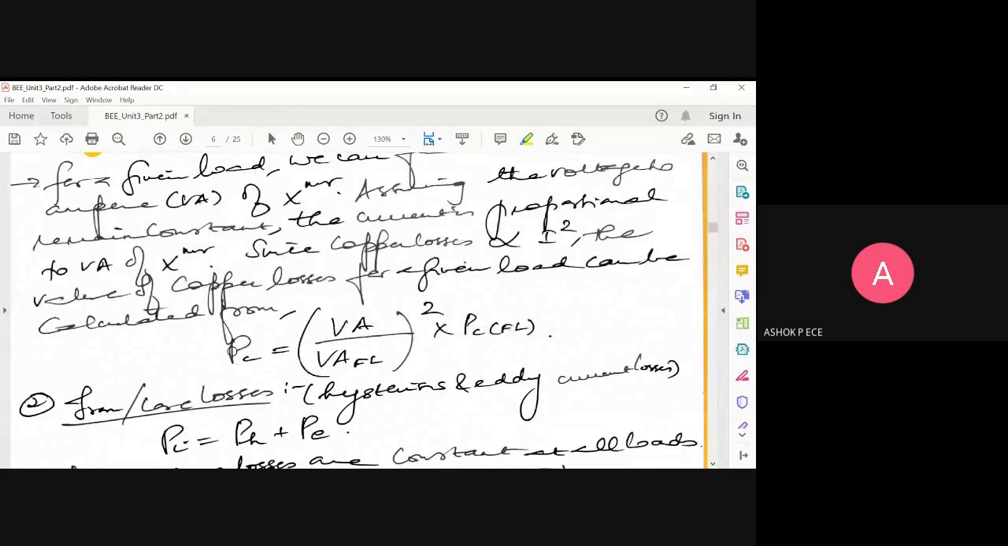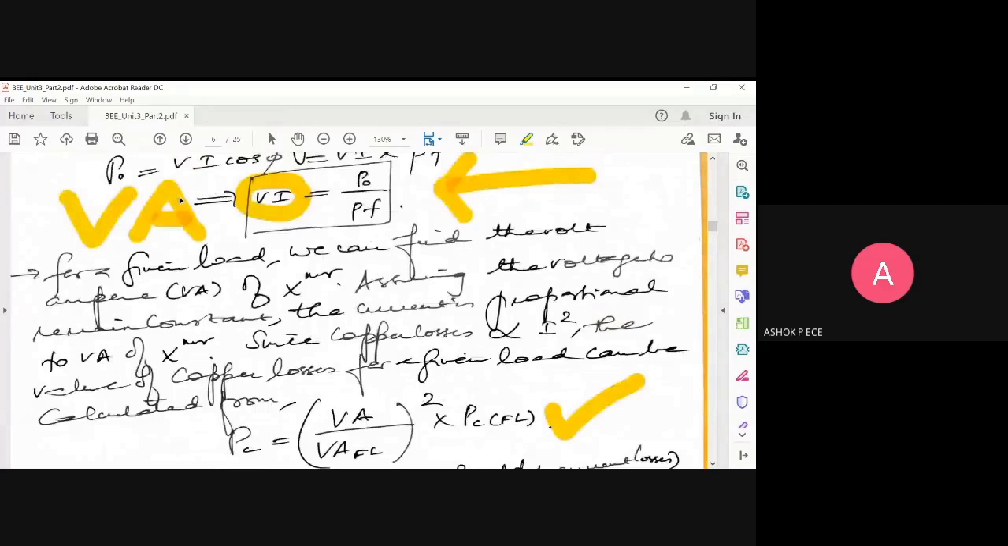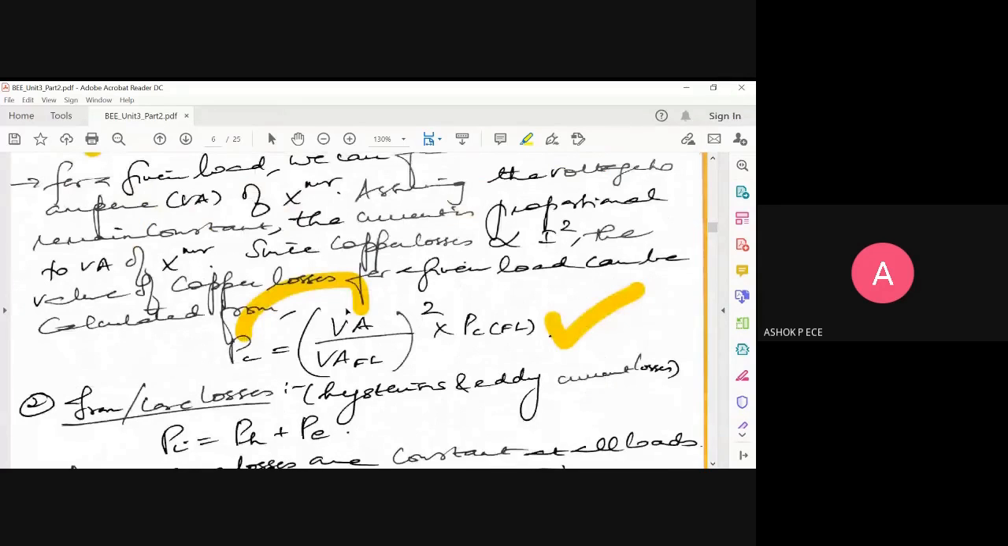And why we are squaring it? Because copper loss is proportional to I square and I is proportional to VA. So indirectly I can write copper loss is proportional to VA square. See the numerator, PC is proportional to VA square and PCFL is proportional to VAFL the whole square. If you divide, you get this equation. So copper loss is proportional to square of VA. So that is the relation. So if you know copper loss at full load, you can find the copper loss at any given load using the formula which you are seeing in the display now.